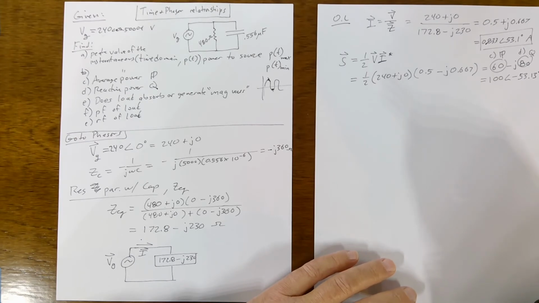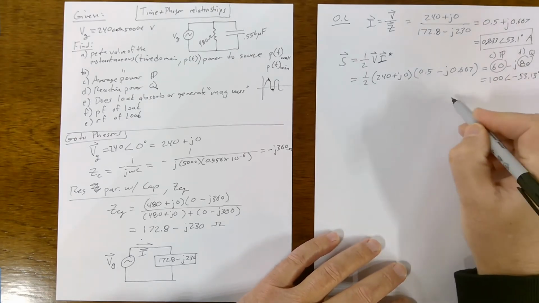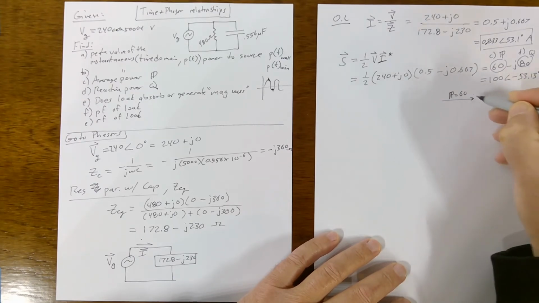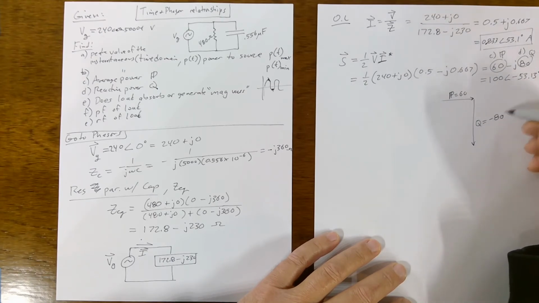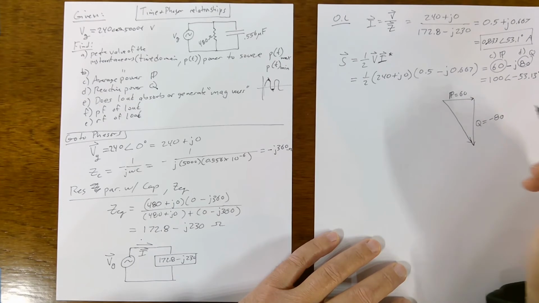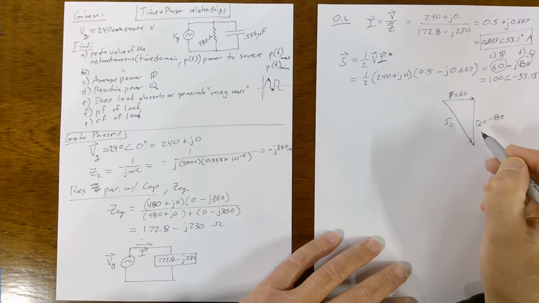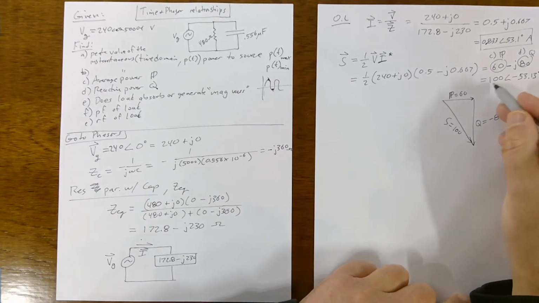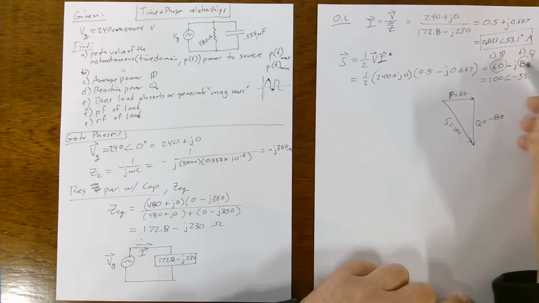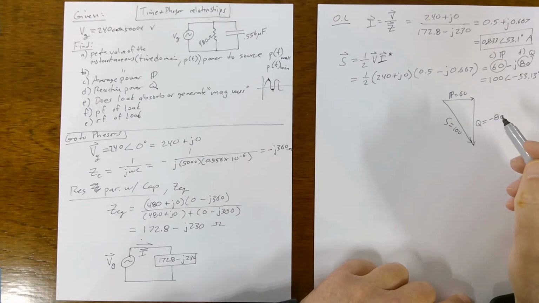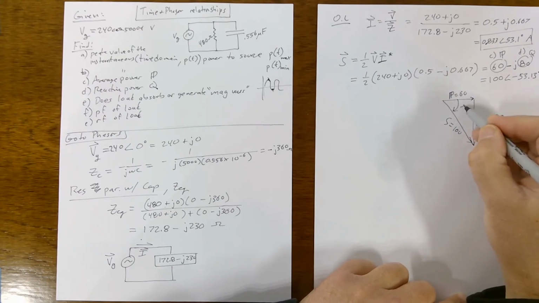What's next? Let's draw it. So before we do anything, what this thing looks like, big P is 60, and Q is minus 80, because it's negative in here. And then this is S. And S is 100. It shows up in the polar form, also by Pythagoras. It's the hypotenuse of this. And this angle is minus 53 degrees.